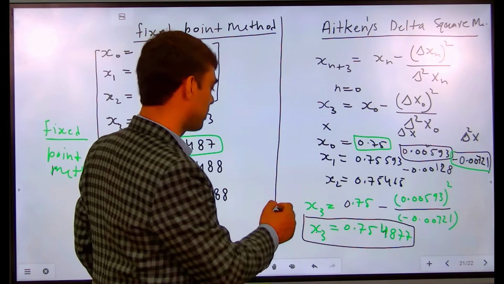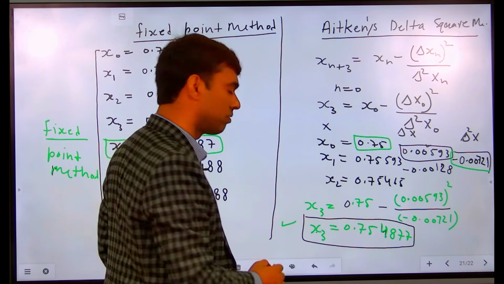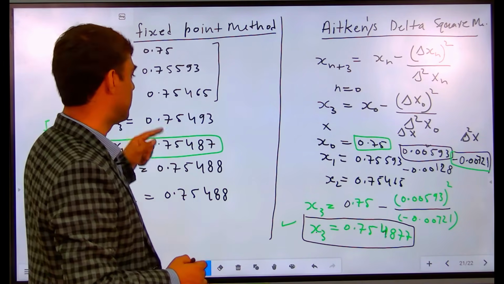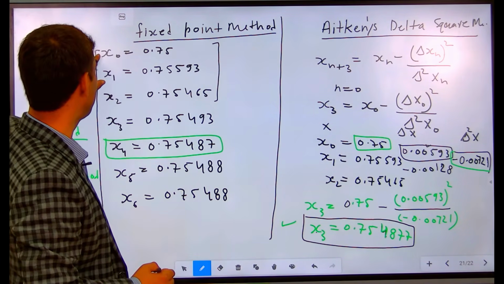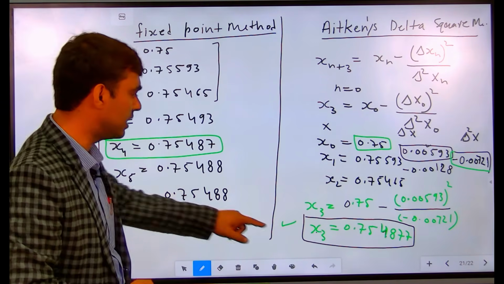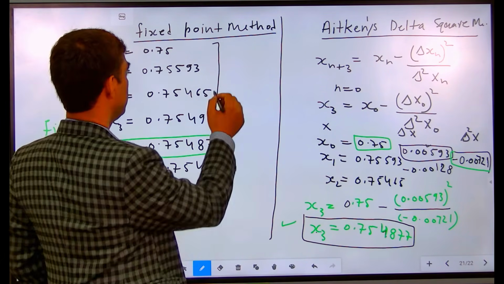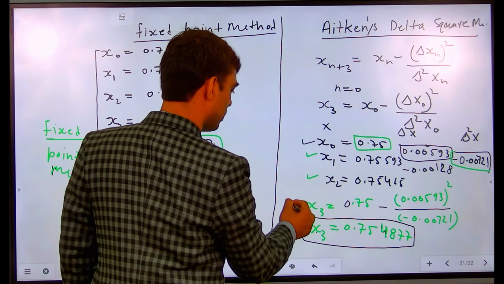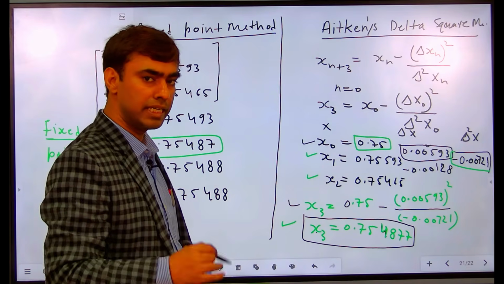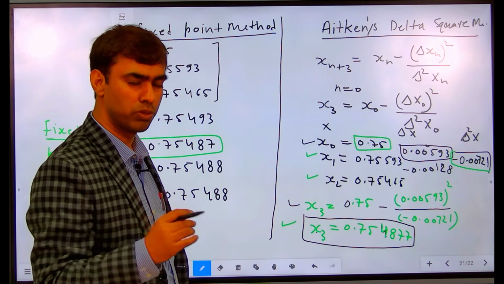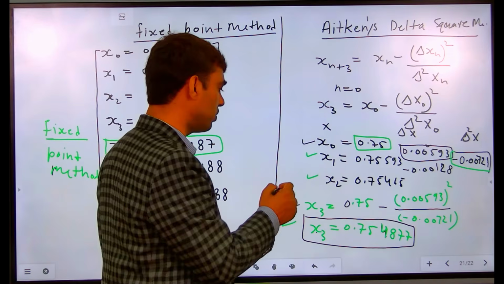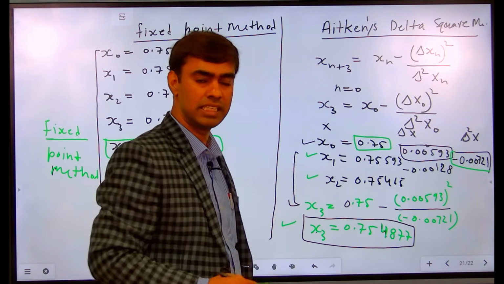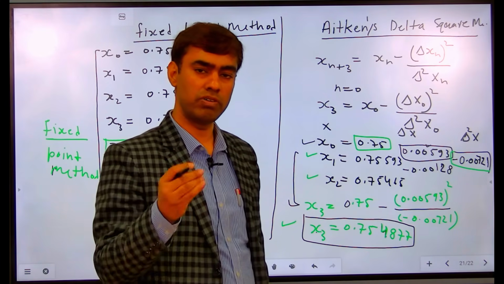So this is one step to apply Aitken's delta square method. Then here again we write the values of x0, x1, x2, x3. x0 is this one, x1 is this one, x2 is this one, x3 is this one. In the next iteration, to find the value of x4, we use x1, x2 and x3, these three values.